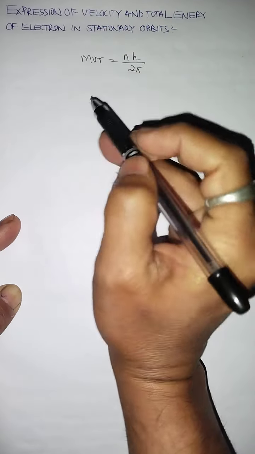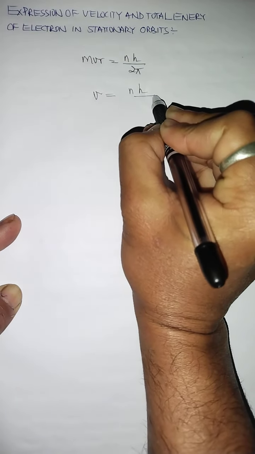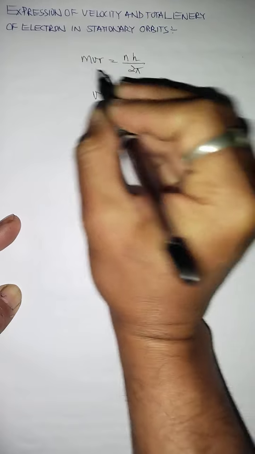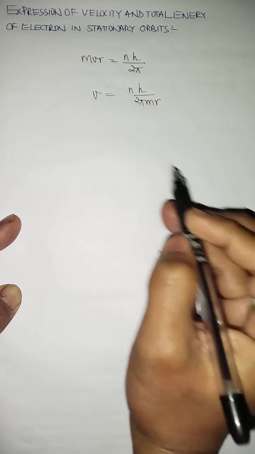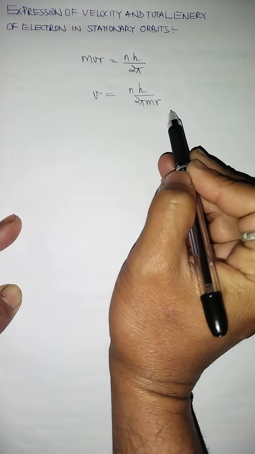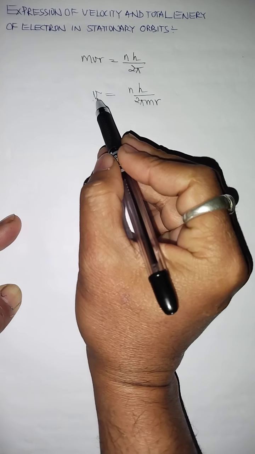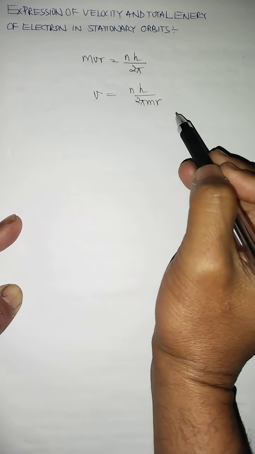So I'll make v the subject. If I make v the subject, I write nh by 2 pi. Now this m and r will go in the denominator. So children, you can see now v equals nh by 2 pi mr. Okay, so this is the velocity of electron, but in terms of mass and the radius of the electron.